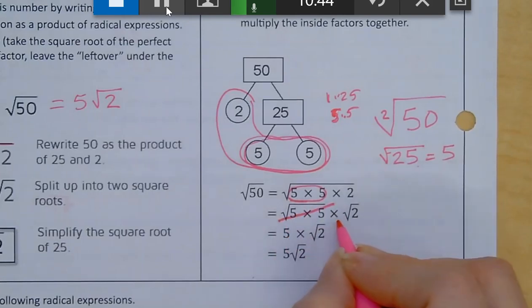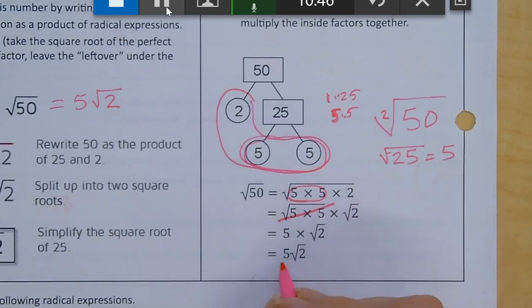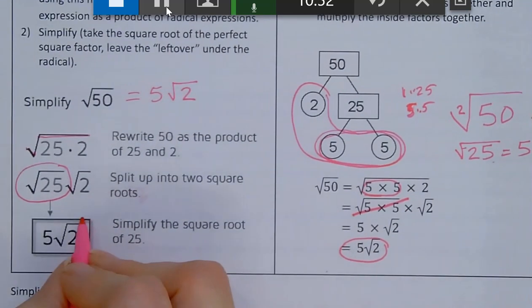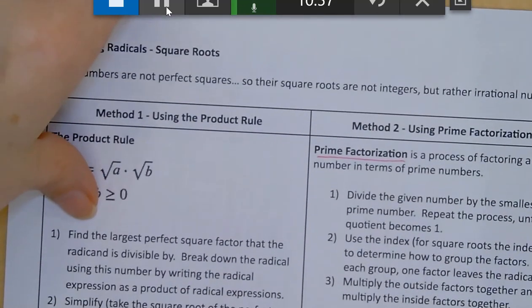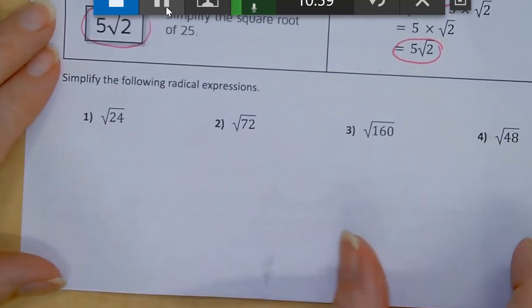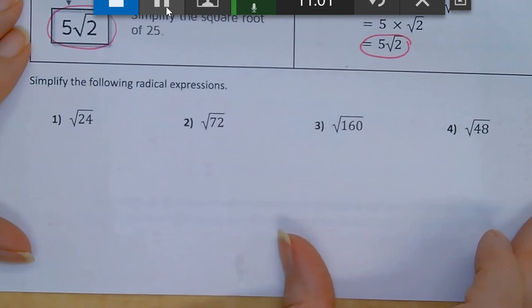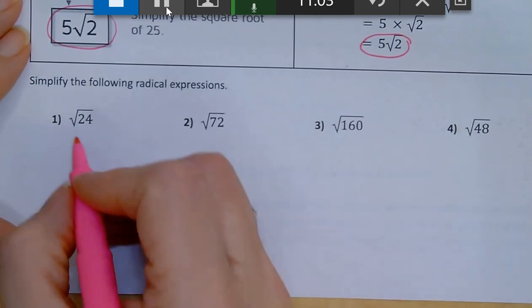And it's still times the square root of 2, because I still had that, right? And so 5 times the square root of 2 is my final answer. We got that here, and we got that when we used our other method as well. Okay, so let's take a look. I'll do some of these with prime factorization and some of these just using the product rule, okay?